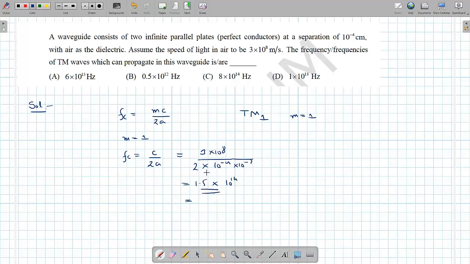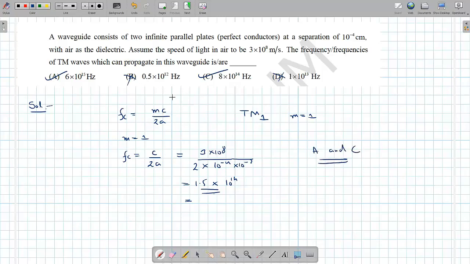Any frequency greater than this will propagate. Now let us see this. This is lesser than this value, it will not propagate. This is greater than this, it will propagate. This is lesser than this, and this is greater than this. So the answer for this is option A and C.